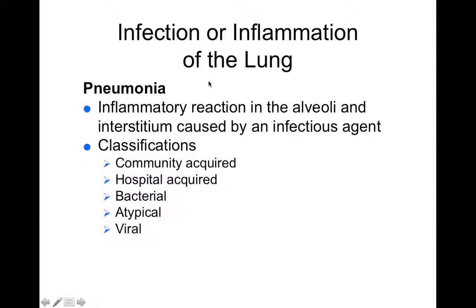Now, infection and inflammation can also lead to restriction of proper lung function. And so we'll talk about pneumonia here, you guys. Now, pneumonia is inflammation of the alveoli and interstitium caused by some sort of infectious agent. It could be community-acquired, hospital-acquired, bacterial, atypical, viral.